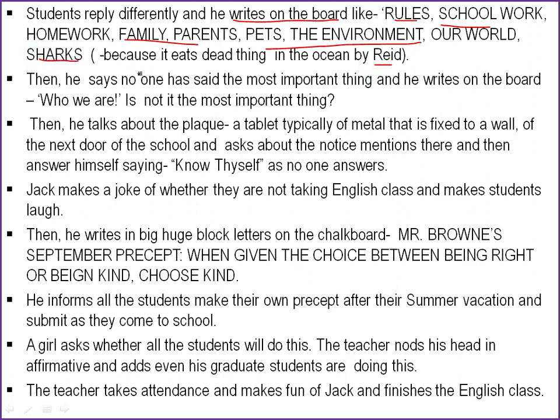He said shark is the most important thing in the sense it eats dead things in the oceans and makes the oceans neat and clean. Even it makes the environment neat and clean. Then he says no one has said the most important thing, and he writes on the board, who we are. Isn't it the most important thing?